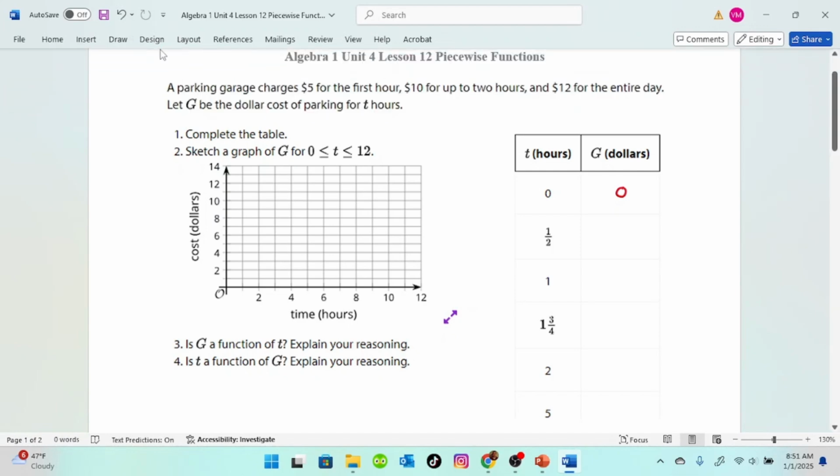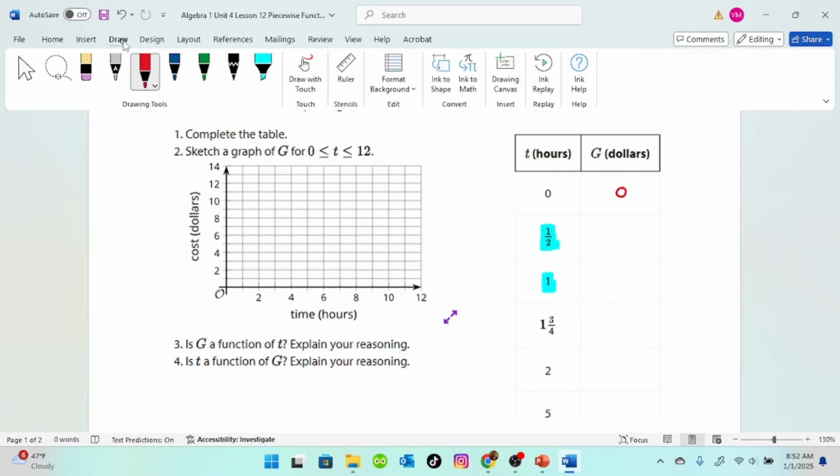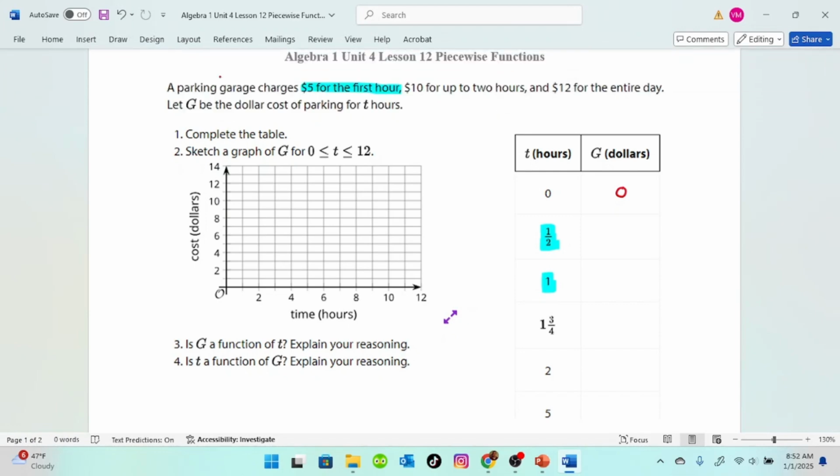Next, what we see is that they charge $5 for the first hour. So any time that we spend parking that's more than 0 hours, but 1 hour or less, is going to meet this $5 criteria. And we see that right here with 1/2 hour, and we see that right here with 1 hour. So because of that, a half hour is going to be $5, and 1 hour is also going to be $5.